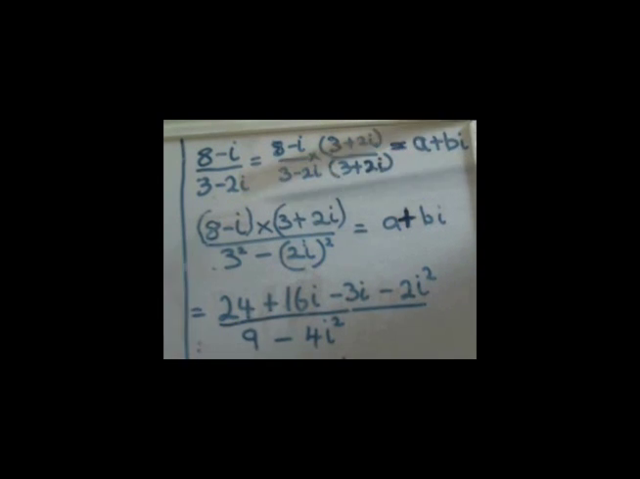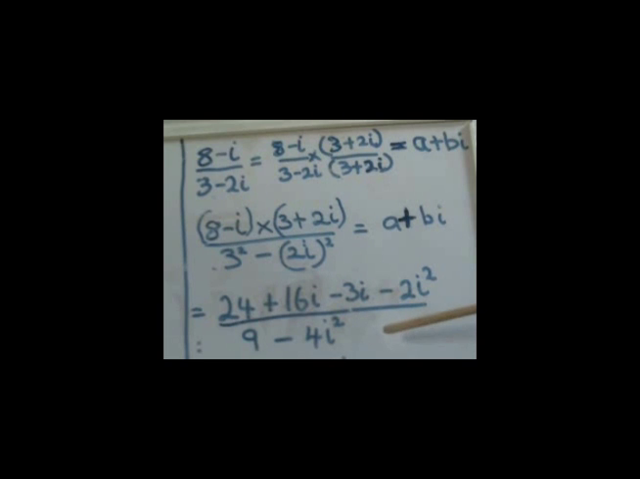So now let's open up this bracket up here. We know that 8 multiplied by 3 is 24, plus 8 multiplied by 2i will give us 16i. Then we go to i here. Minus i multiplied by 3 will give us minus 3i. Minus i multiplied by plus 2i will give us minus 2i squared. Divided by, we open up this bracket here too. 3 squared will give us 9, minus 2i squared will give us minus 4i squared.